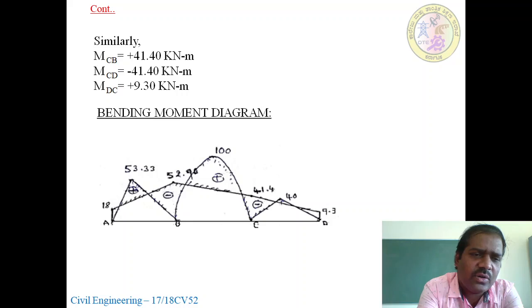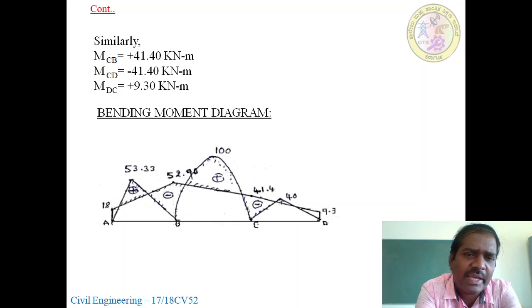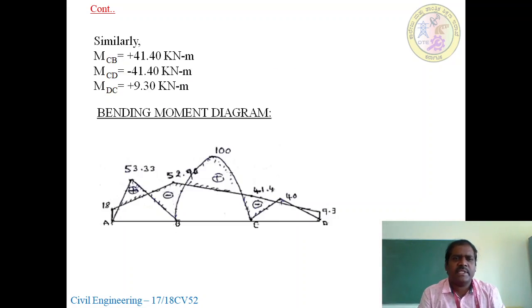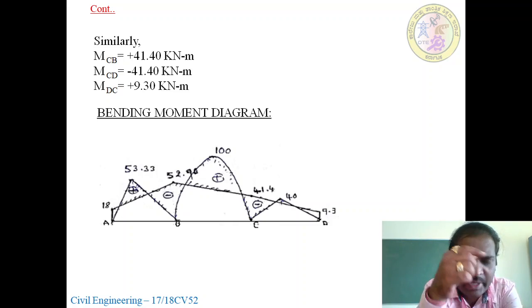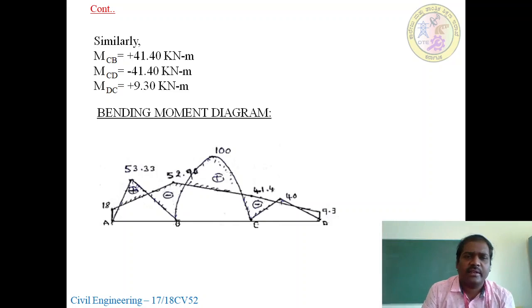Next, draw the bending moment diagram for the load cases. Here there will be a point load, WAB by L. So WL square by 8, you will get 100, and WL by 4, you will get 40. So this is your bending moment diagram. First draw 18, then from B 52.96, 41.4 and 9.3. Join the lines. Then draw the bending moment diagram as per the loads. For WAB by L, it will be a triangle. Second, B to C is parabolic, and third, C to D is a triangle.